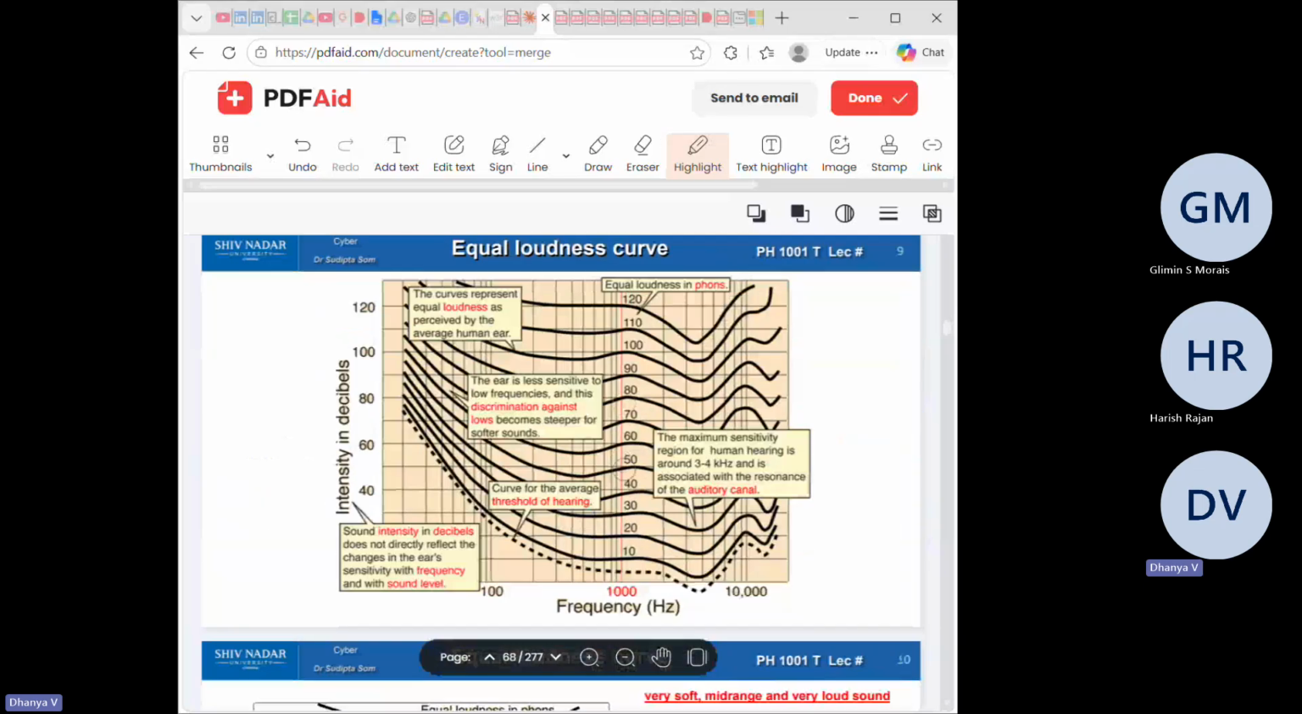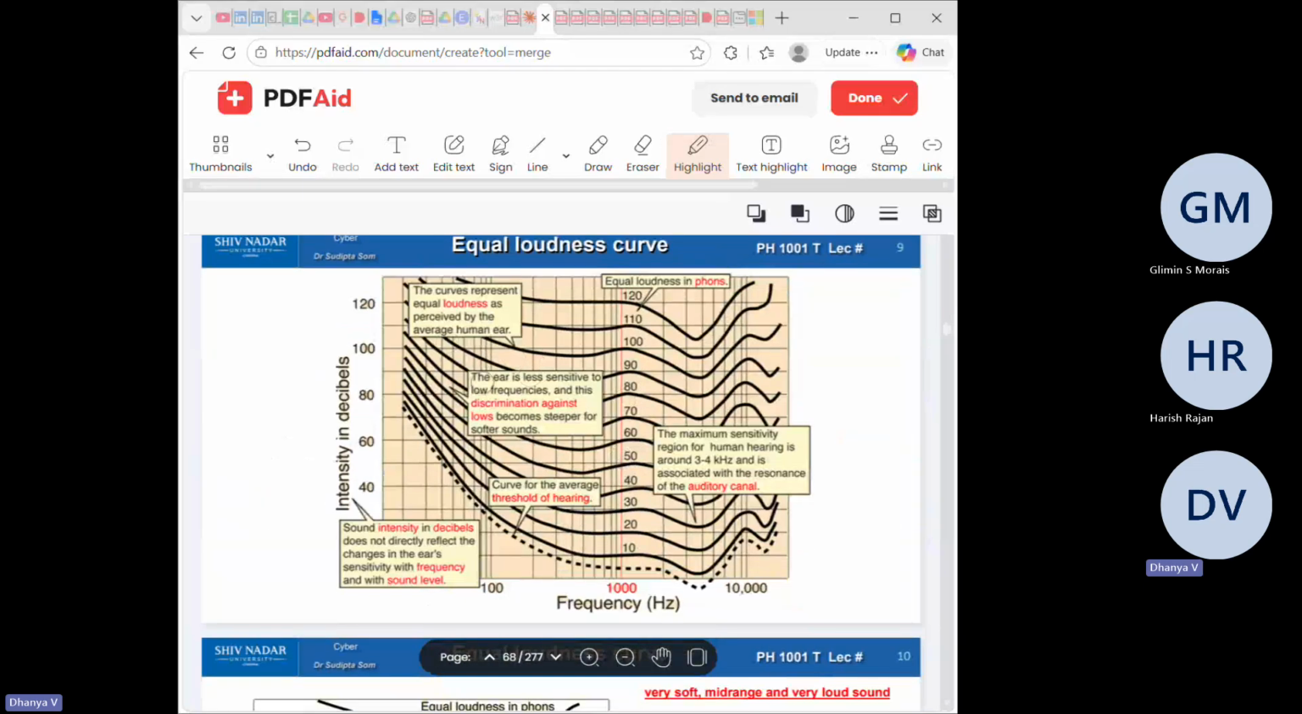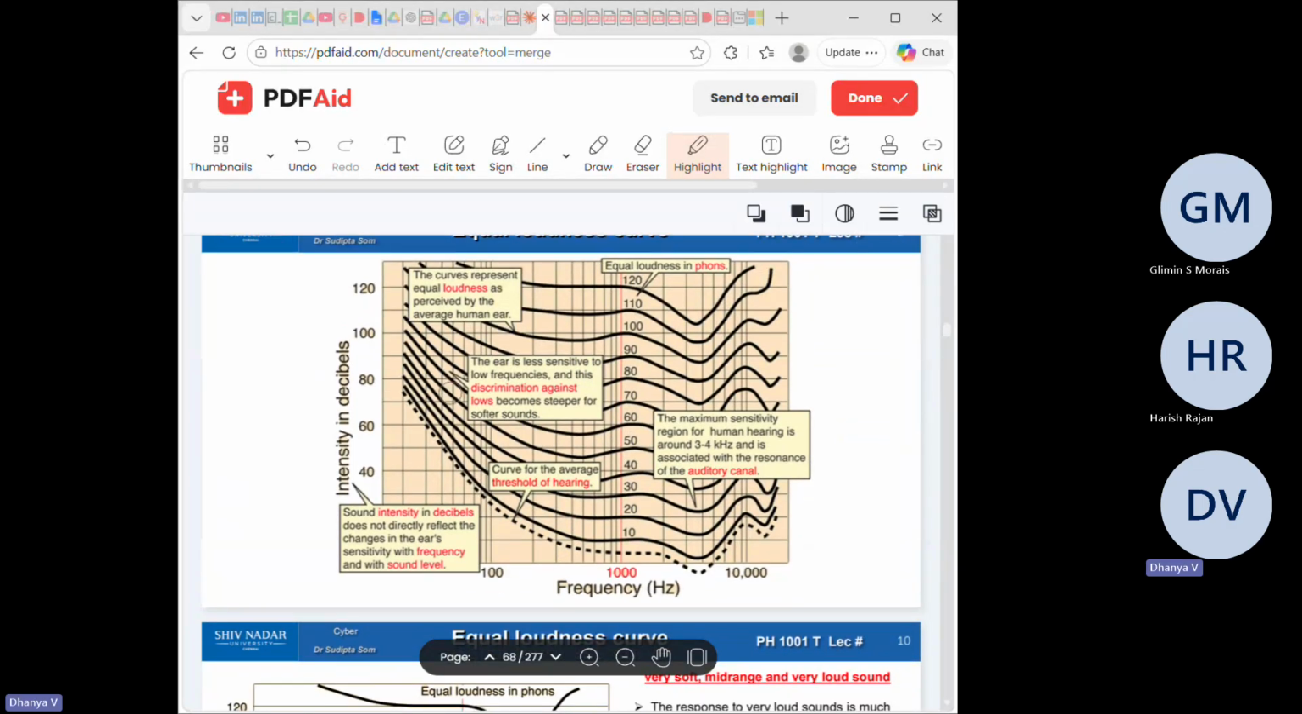The ear is less sensitive to lower frequencies, and this discrimination against low frequencies becomes greater for softer sounds. If you see here, when the frequency is lower, it's less sensitive. The curves represent equal loudness as perceived by the young. It's just the same points repeated over and over again, but ensure that you write all of this. And the dip is because of the resonance of the auditory canal. You can either write 1 to 4 kilohertz, but it's specifically 3 to 4 kilohertz.